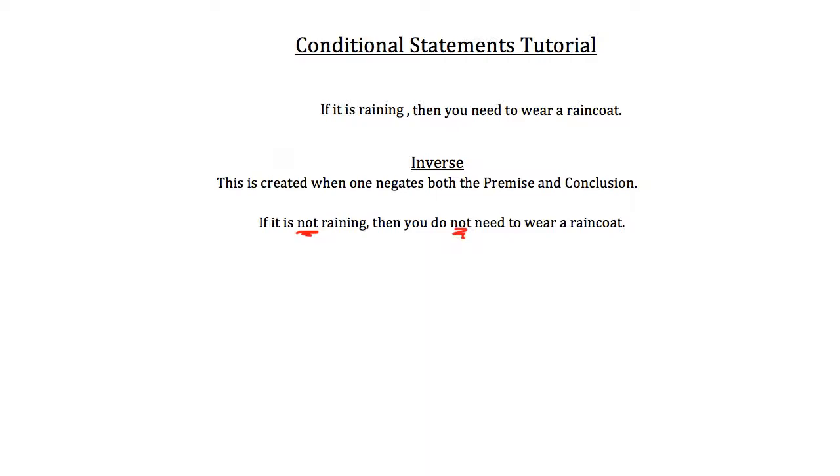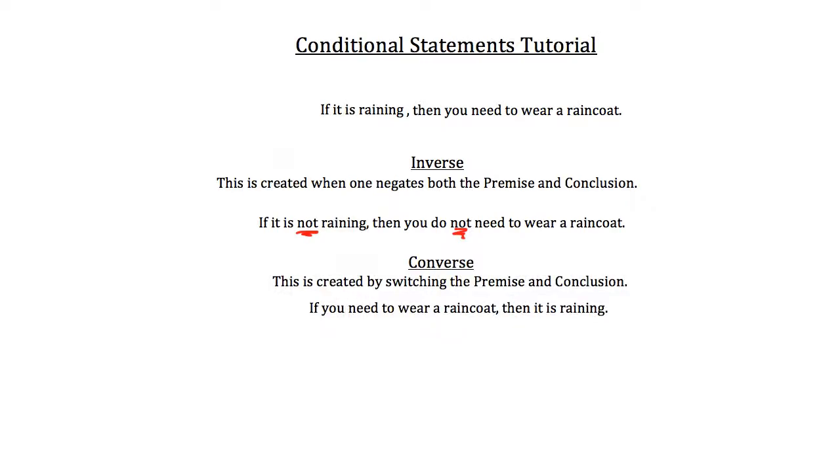The second modification that someone could make to a conditional statement is to take the converse of that conditional statement. The converse is created by switching the premise and conclusion. So if you look at the original example, if it is raining, then you need to wear a raincoat, and you switch the premise and conclusion, what you'd get is, if you need to wear a raincoat, then it is raining. So that's made up just by switching the premise and conclusion in the original conditional statement.